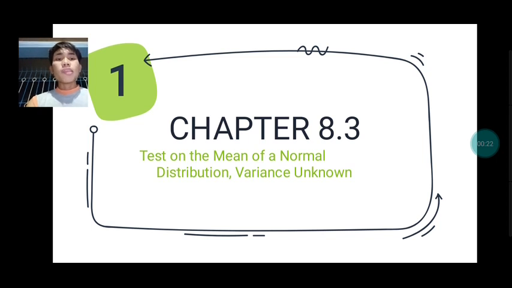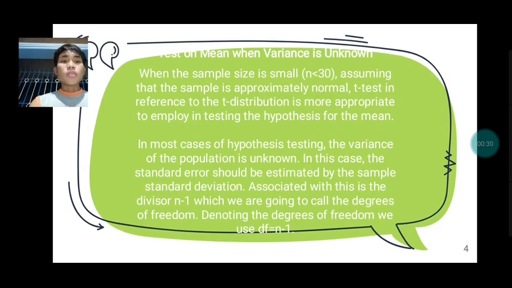Chapter 8.3, Test on the mean of a normal distribution, variance unknown. So here, test on the mean when variance is unknown, when the sample size is small, or n is less than 30, assuming that the sample is approximately normal. The t-test, in reference to the t-distribution, is more appropriate to employ in testing the hypothesis for the mean.